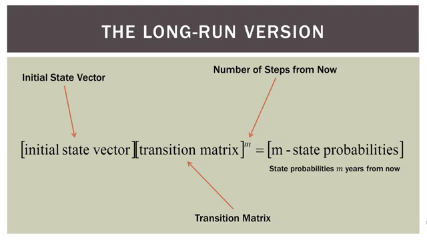So if we're interested in the probabilities of a driver being in high risk or low risk, say 20 years into the future, M would be 20 in this case. So we're just taking our transition matrix and running it through many, many years in this case, or steps or trials or whatever the problem asks you to do. So this is just the general form.